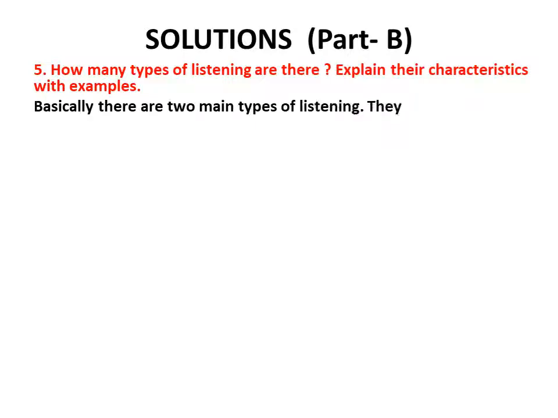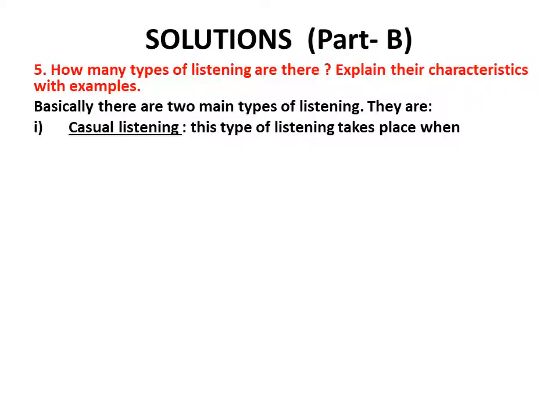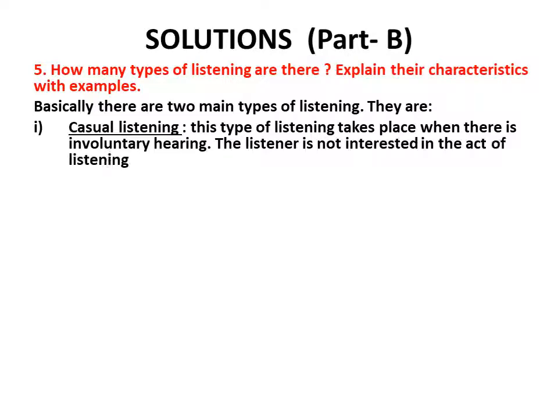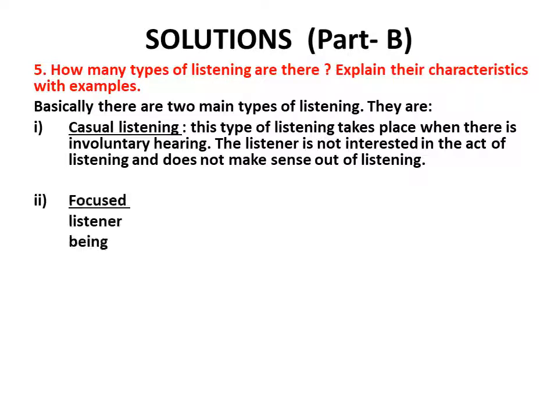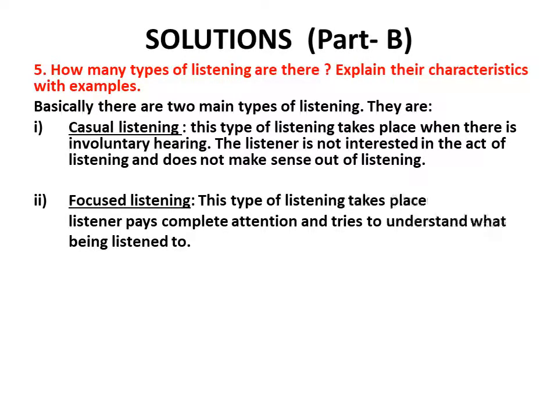Basically, there are two main types of listening. They are casual listening. This type of listening takes place when there is involuntary hearing. The listener is not interested in the act of listening and does not make sense out of listening. Means casually, suppose somebody is playing music in your neighborhood and you don't like that song or you don't want to pay attention, but the sound enters into your system. That means only hearing takes place. This is casual listening.